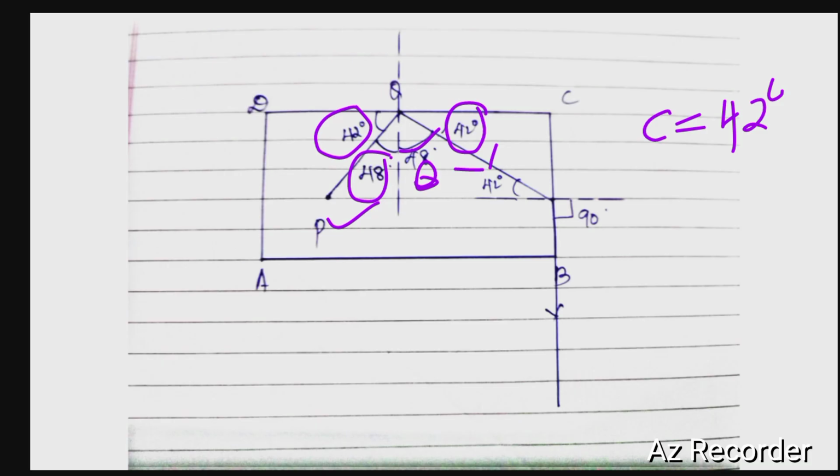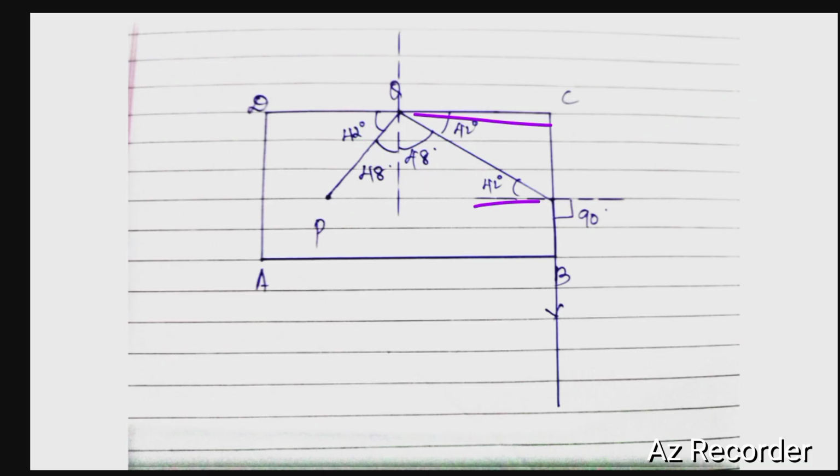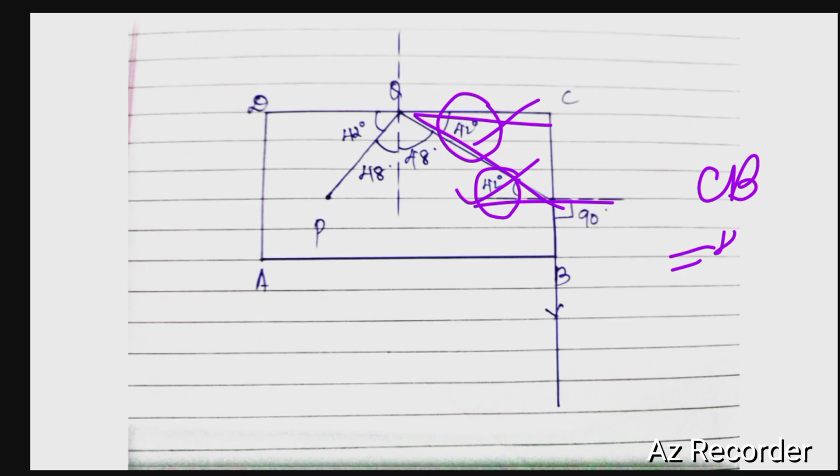Since we know that these two lines are parallel and these two lines are parallel, and this is a transversal cutting them, they form co-interior angles or alternate interior angles. So this is 42 and this is 42. So the angle of incidence at the surface CB is equal to 42, which is equal to the critical angle for the glass block. So the light ray after refraction finally passes along the surface BC.